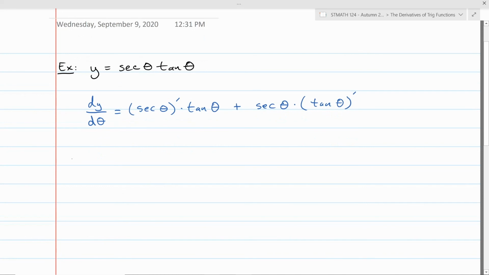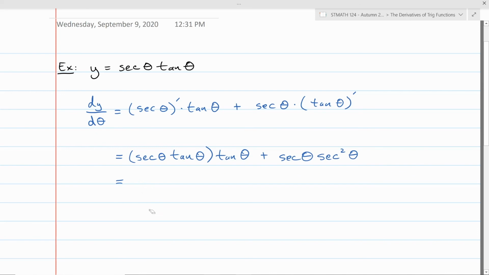Okay, so now I've got the derivative going. I got to remember what these derivatives are. So what's the derivative of a secant? Well, I've got this one memorized like a good boy, and it turns out to be secant theta tangent theta is that derivative, and then I got that multiplied times tangent of theta plus secant theta. And then we just discovered that the derivative of tangent theta is secant squared of theta.